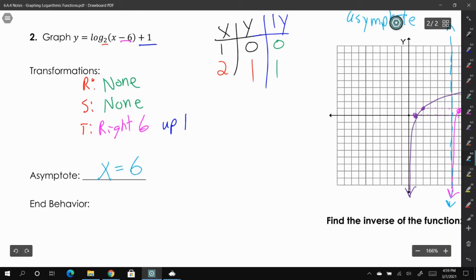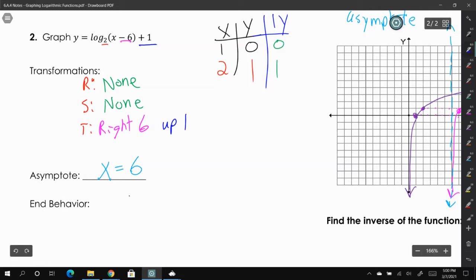And remember, when we did exponential equations, when we graphed those, our horizontal asymptote shifted if we had a vertical shift. If we were shifted up 3, then our asymptote went up 3. If we went down 7, then our asymptote went down 7. Now with logs, it's with your x values. So our x translation, or the horizontal translation, is right 6. So that means the asymptote shifts right 6.